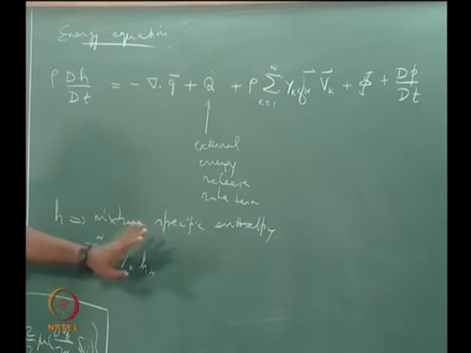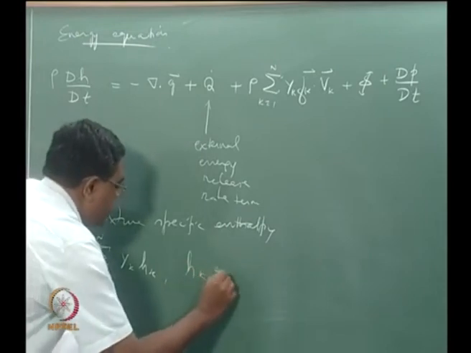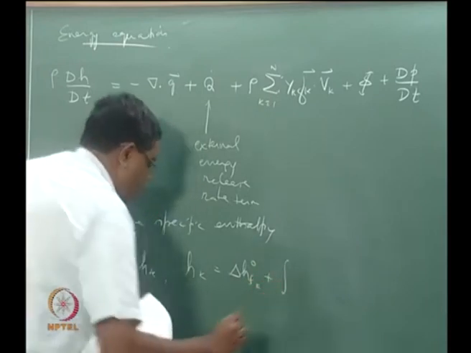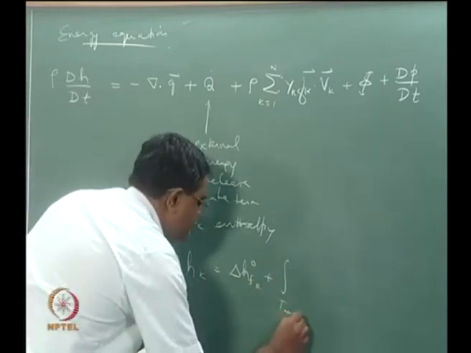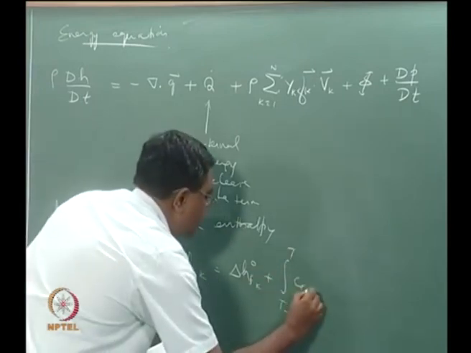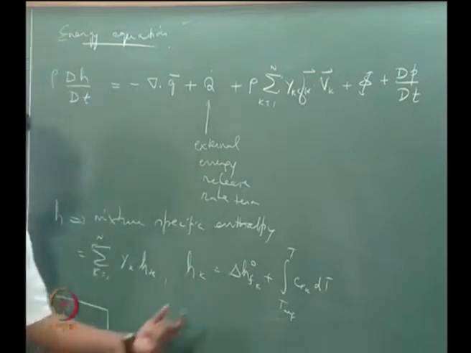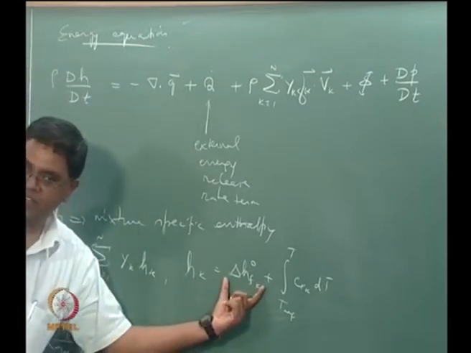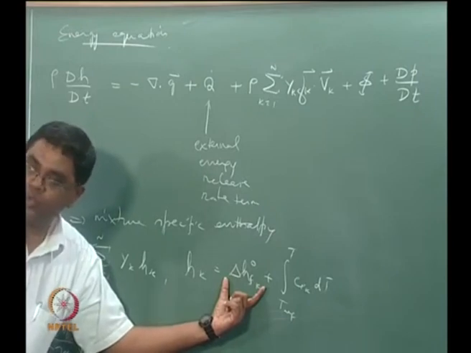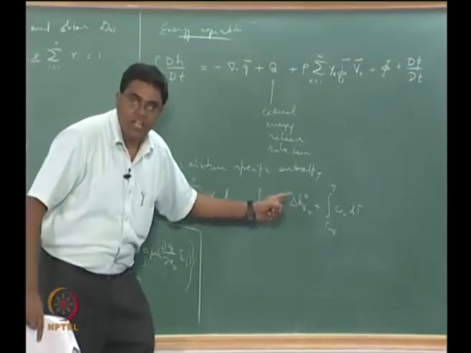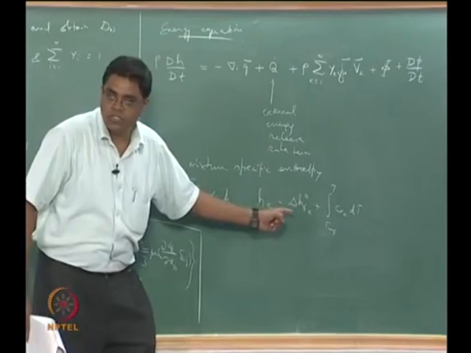That still doesn't show you the heat due to the chemical reactions, because you further have to identify that hk is equal to delta hf naught k plus the integral from T ref to T of cpk dT, small cpk dT. There are two things that I would like to point out. In this is what is contributing to your heat release. This is not the full heat release, of course. This is only the standard heat of formation of the kth species.